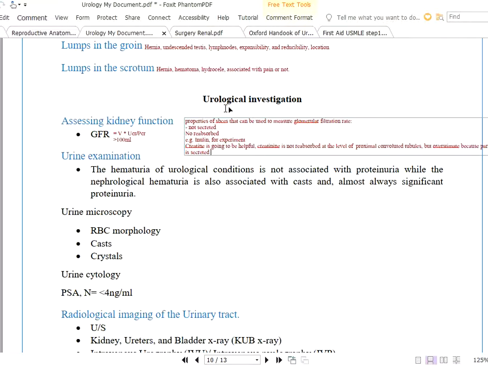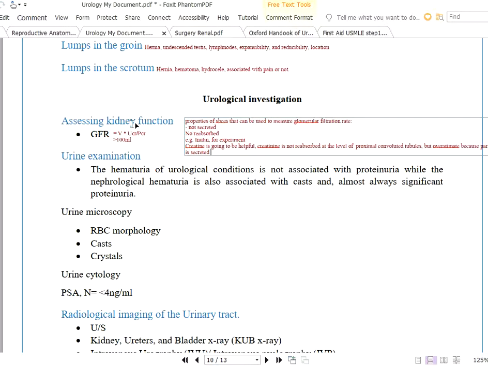So even though it is helpful to measure glomerular filtration rate or assess kidney function, it may overestimate glomerular filtration rate. So we use it, but we know that it can overestimate.